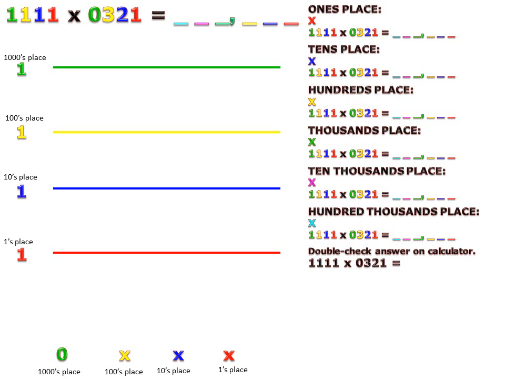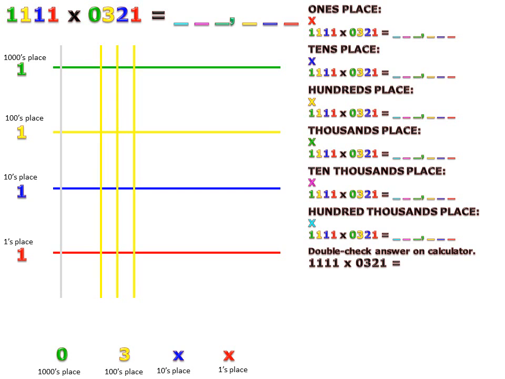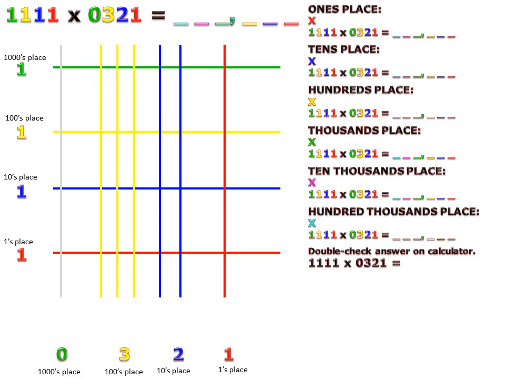Okay, there's our 0 in the thousands place. Since we have 4 digits on the left, we have to have 4 digits on the right. So there's our 0 in the thousands place, represented by that silver placeholder line. There's our 3 in the hundreds place, represented by 3 vertical yellow lines. There's our 2 in the tens place, represented by the 2 vertical blue lines. And there's our 1 in the ones place, represented by 1 vertical red line.